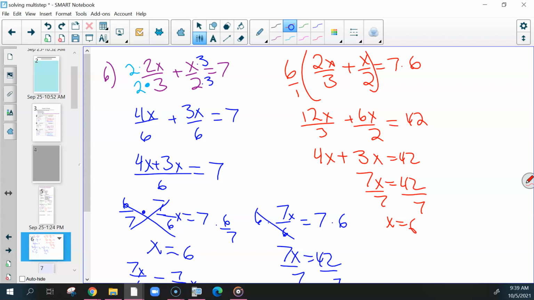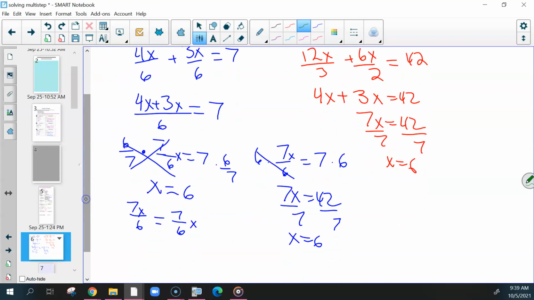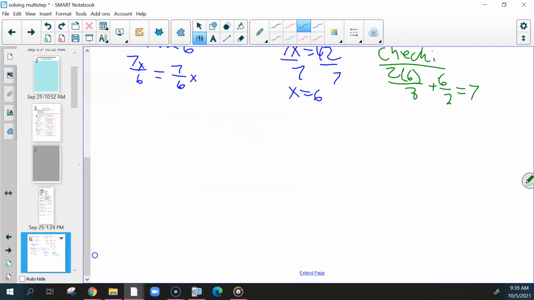Really quickly, I'm going to go through and do the check on this. Handwriting is not good today. So I put 6 in for both of my x's. This would give me 12 over 3 and 6 over 2. 12 over 3 is 4. 6 over 2 is 3. 4 plus 3 is 7. So that works.